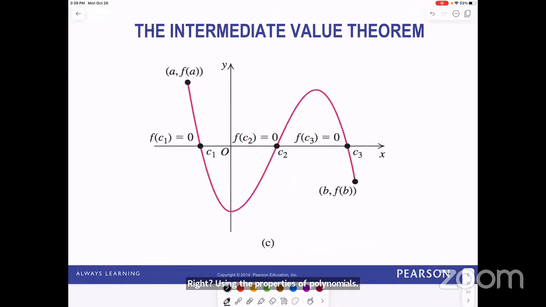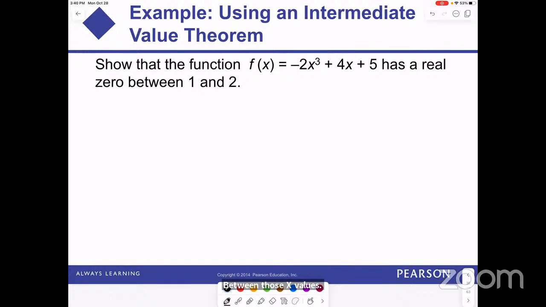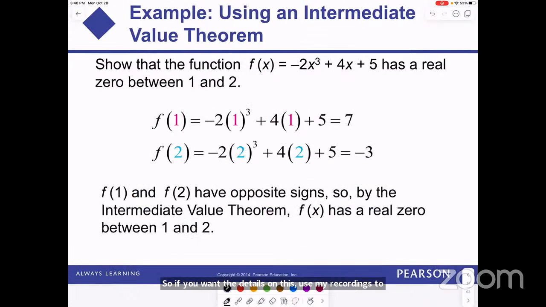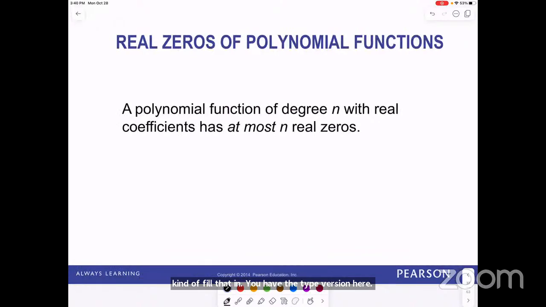There also may be more than 1 zero between those x values. I'm going to have to use my recording for this one. If you want the details on this, use my recordings to fill that in. You have the typed version here. Then, the zeros of a polynomial function of degree n with real coefficients has at most n real zeros. So whatever the degree of our polynomial is, we have at most that many zeros.